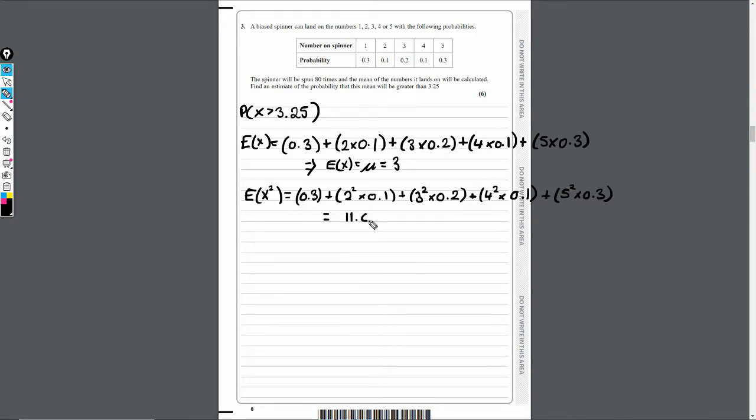But this isn't my variance. We need to do another calculation, and the way to work that out is to take this E of X squared value, 11.6, minus mu squared, so minus 3 squared. So 11.6 minus 9, we're just going to get 2.6. So that's the variance. Now we've got a mean and a variance, we can use the central limit theorem and obtain a distribution. We know we can use the central limit theorem because we've got a large n value here, over 50. We've got a pretty large n of 80 here.